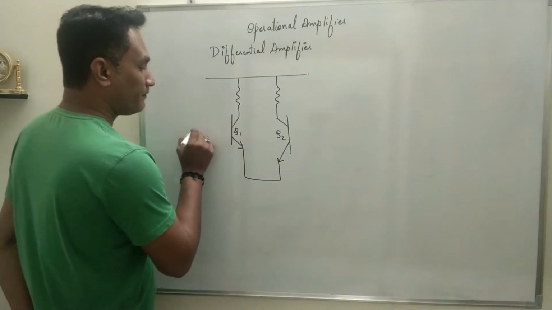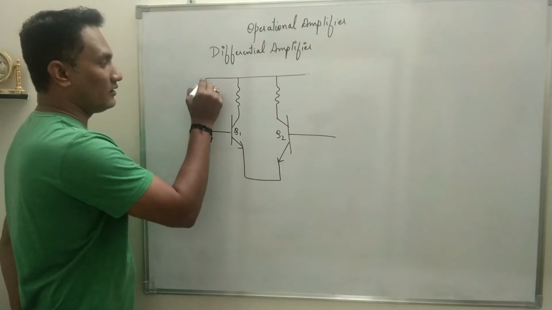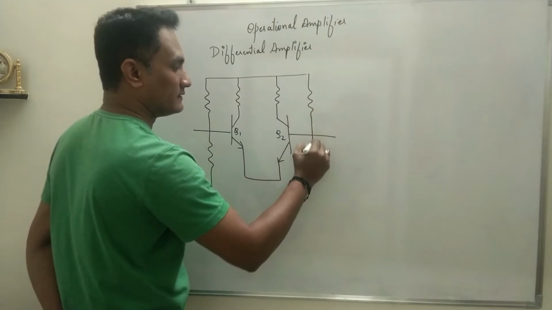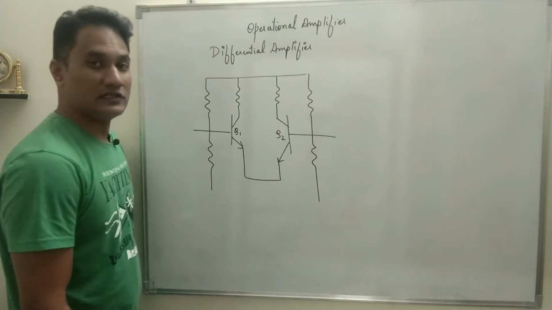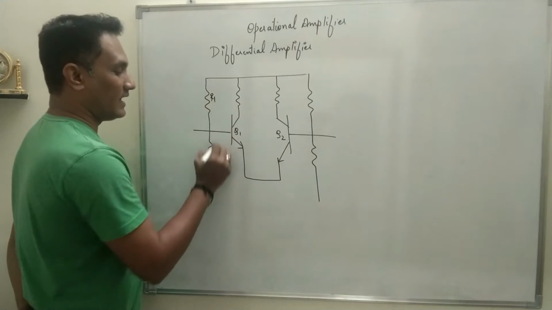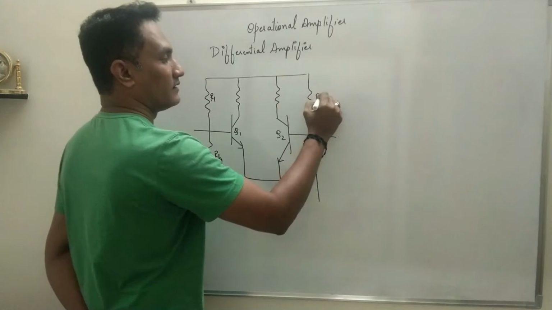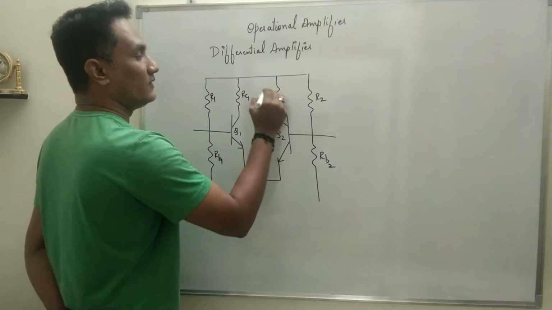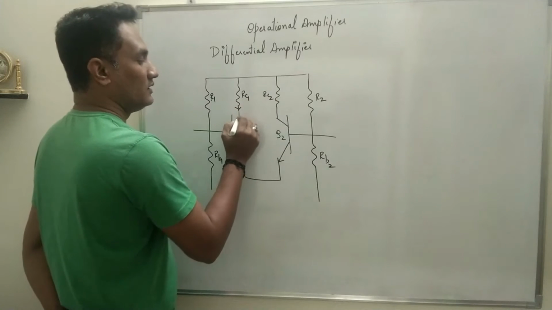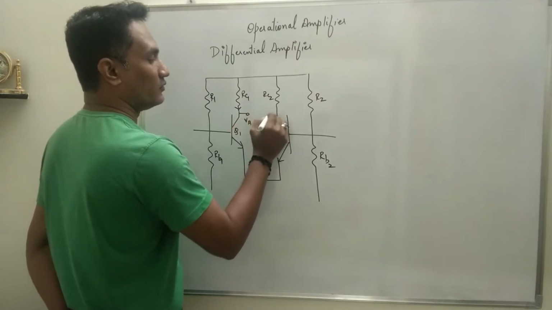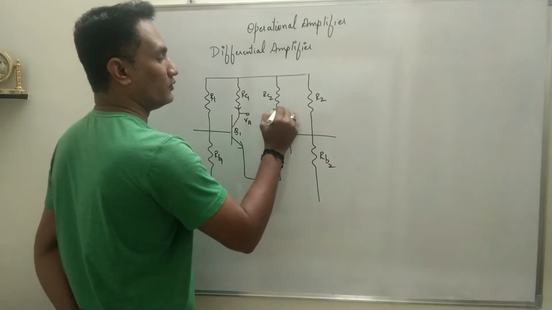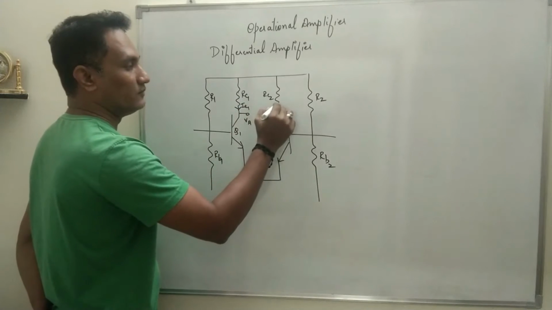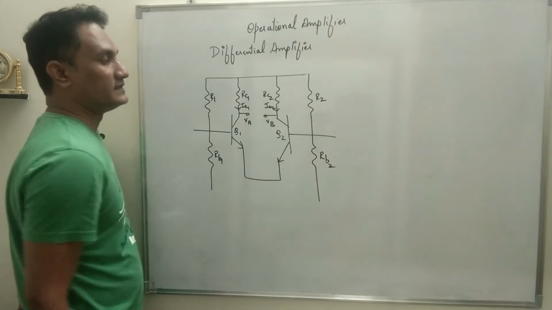Okay, and then these two transistors also have biasing resistances. I will call them RB1 and RB2, and then this is RC1, this is RC2, this is one output VA, this is the other output VB, and as current will flow through the collector of the transistor, I will call it IC1, and here it will be IC2.